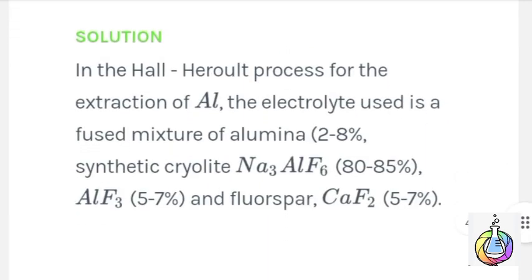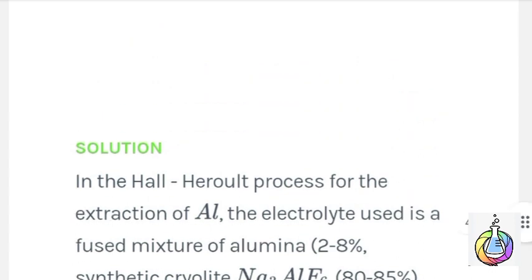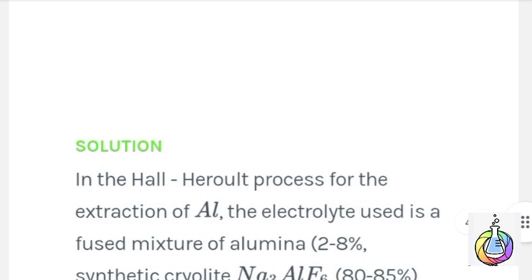Here is the solution. In the Hall-Héroult process for the extraction of aluminium, the electrolyte used is a fused mixture of alumina 2 to 8%, synthetic cryolite Na3AlF6 80 to 85%, AlF3 5 to 7%, and fluorspar CaF2 5 to 7%. Therefore, option D is the correct answer.